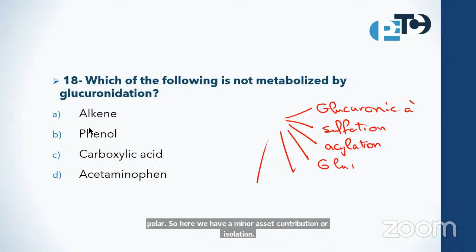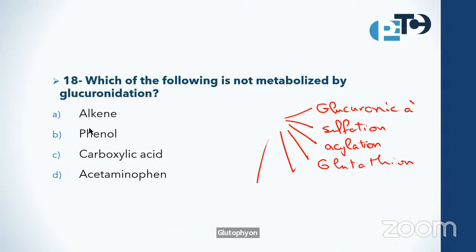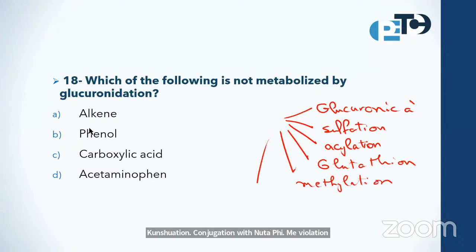Glutathione conjugation with glutathione. Methylation is the addition of a methyl group, and the final one is acetylation, which is the addition of an acetyl group.